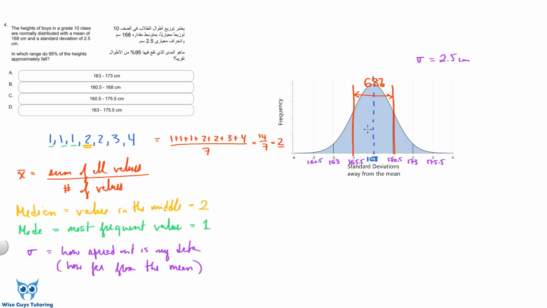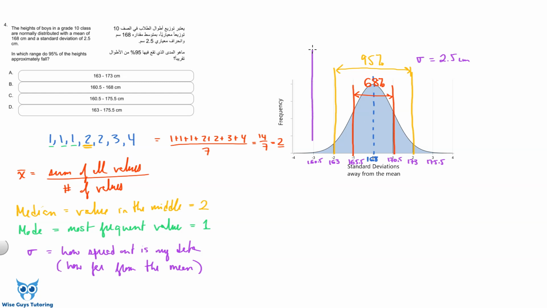will be found in this range. So 68% of all these boys are between 165.5 and 170.5 centimeters. Okay, when you're normally distributed, that's what it's going to be. And if you take that a little bit further out, if you go 2 standard deviations below and 2 standard deviations above, in this range, you will find 95% of the boys will have heights between 163 and 173. You see? And we can take it even further.